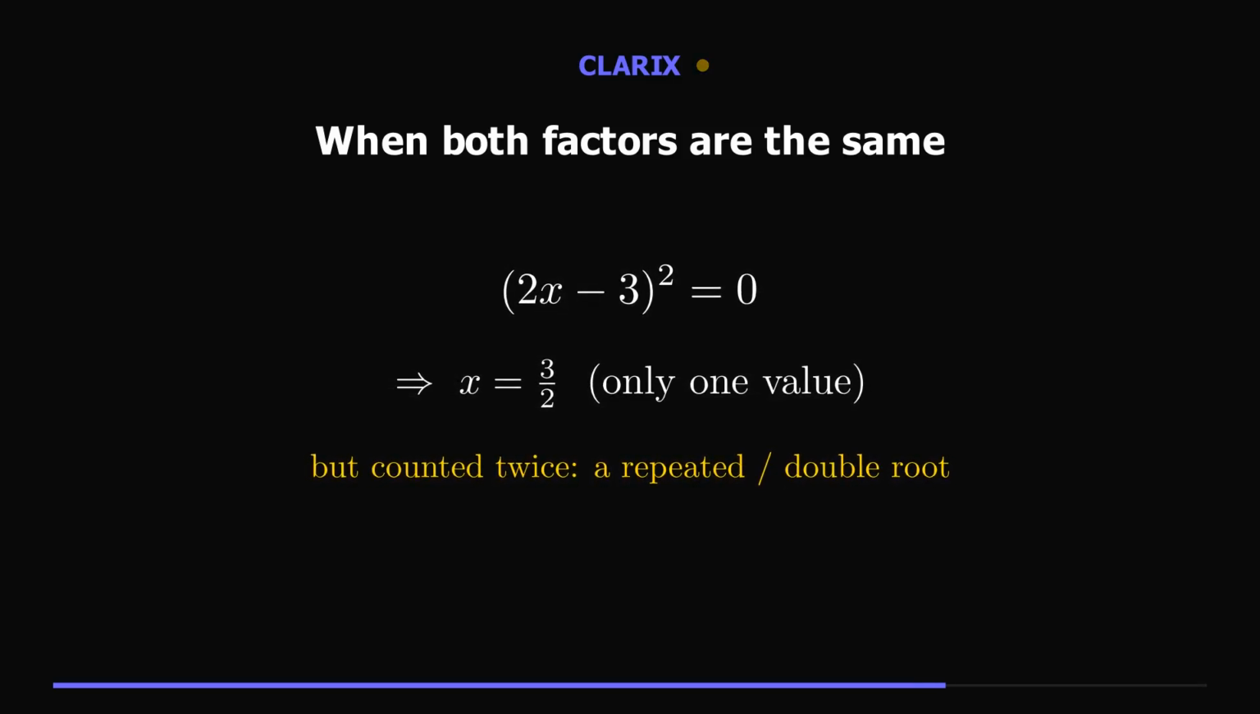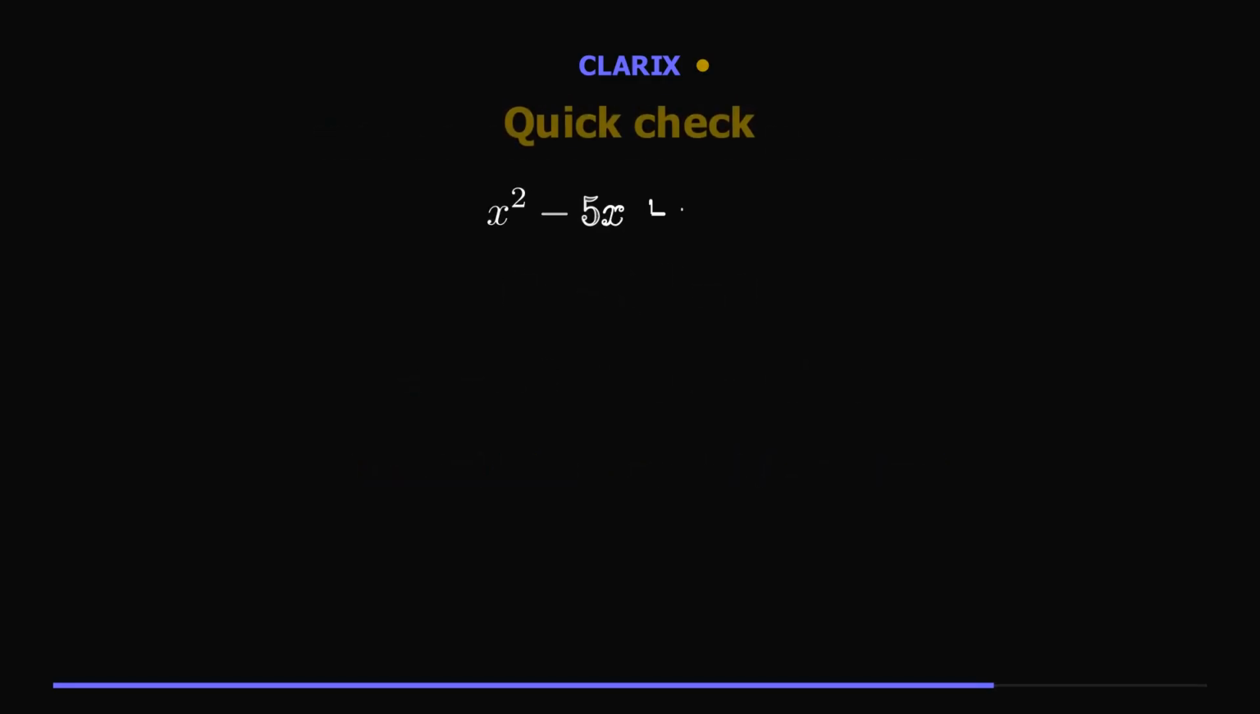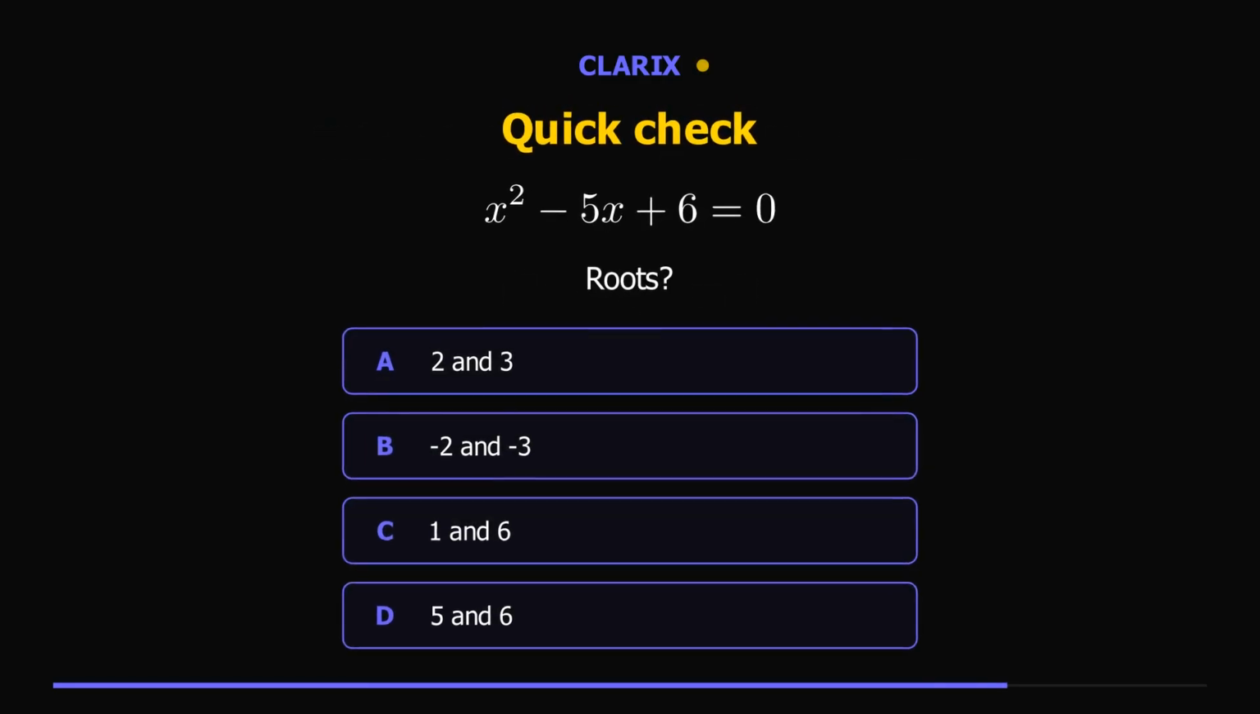For example, if it factors to 2x minus 3, all squared equals 0, the only root is x equals 3 over 2. But it's a double root. So at most 2 roots includes the case where the 2 roots are equal. Okay, quick problem to test yourself. It's on screen. You'll get 10 seconds. Pause if you need longer.